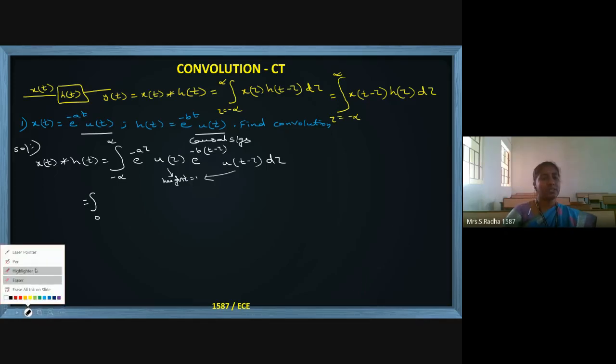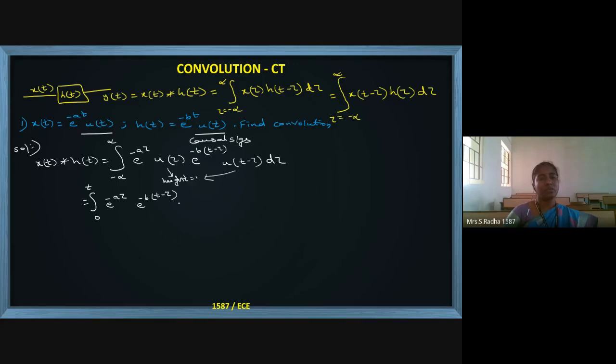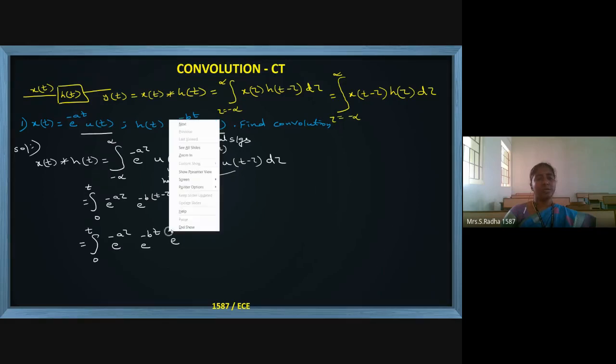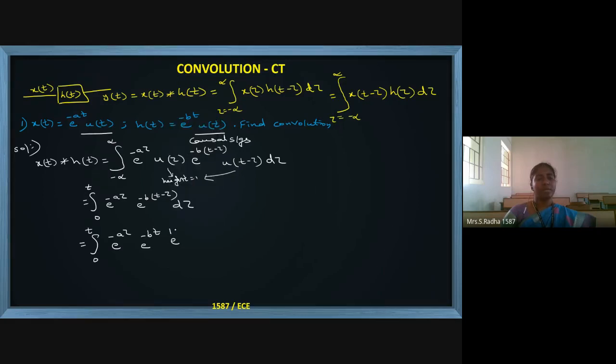I will change the limits as 0 to t for causal signals, and then first signal e power minus a tau, second signal e power minus b, t minus tau, d tau. All u of t values will be 1. Next, 0 to t, e power minus a tau, e power minus bt, e power plus b tau.